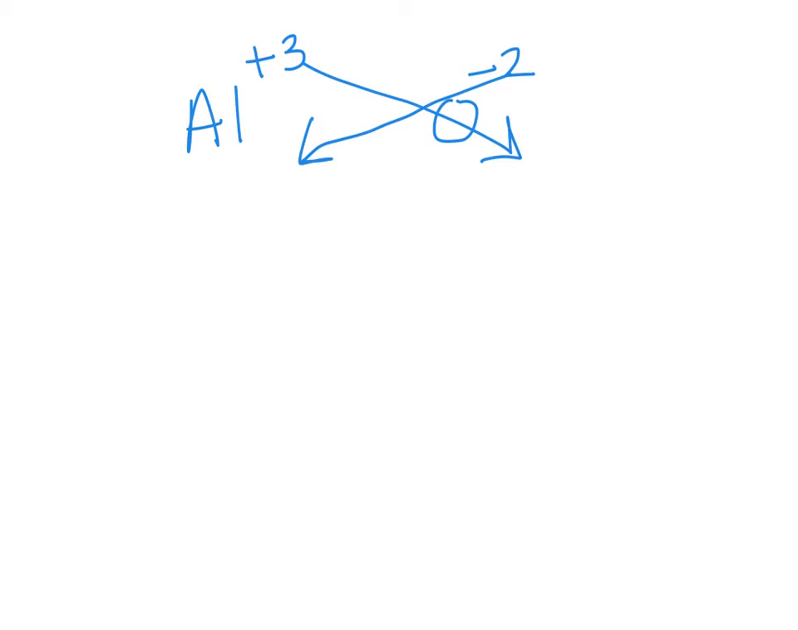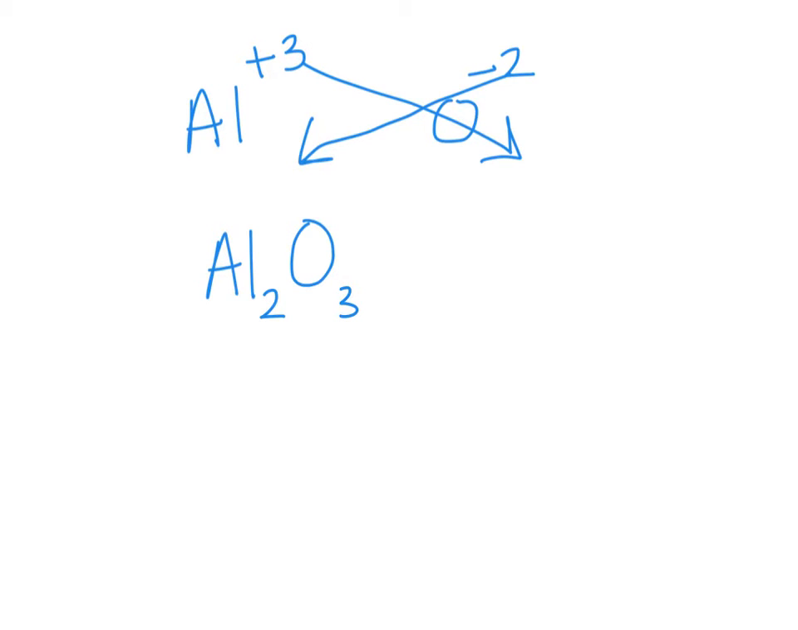Or you can look at 2 and 3. What's a common multiple of 2 and 3? 6. So that means in order to make the aluminum equal 6, this will need to be multiplied by 2, so I need 2 of those. And then in order for the oxygen to equal 6, I need to multiply that by 3, right? So you can see how crisscross is just a shortcut method. But you should understand that you need to make sure the charges equal out to 0 because the compound is neutral.